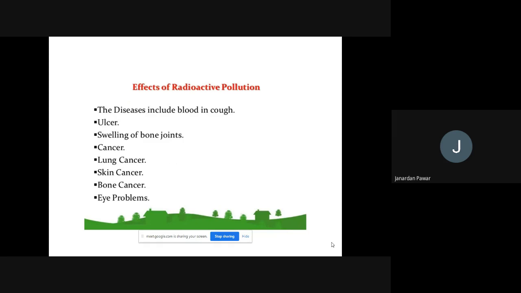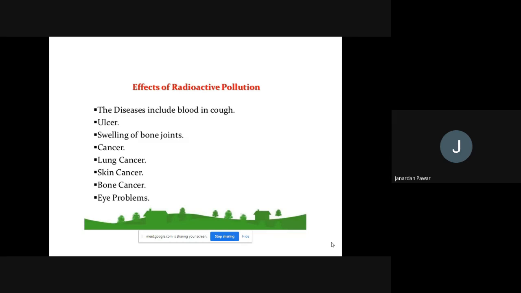Then effects of radioactive pollution. There are so many adverse effects of radioactive pollution which we come across. As we know, every pollution is not good. There is no good pollution as such. Pollution is always bad, whether it is land pollution, soil pollution, water pollution, air pollution, or radioactive pollution. All pollutions are bad. And if our mind also gets polluted, then it is also bad.